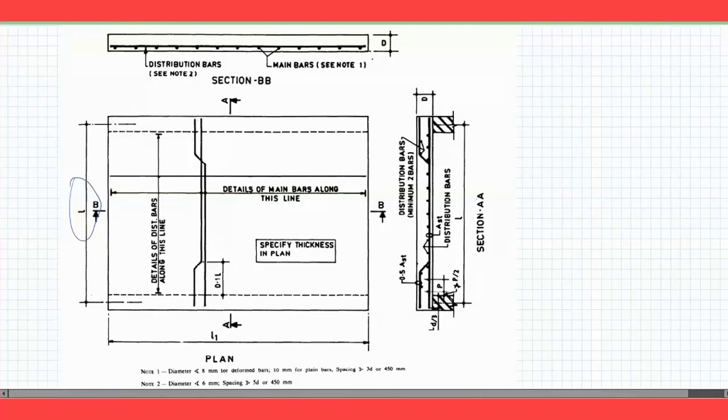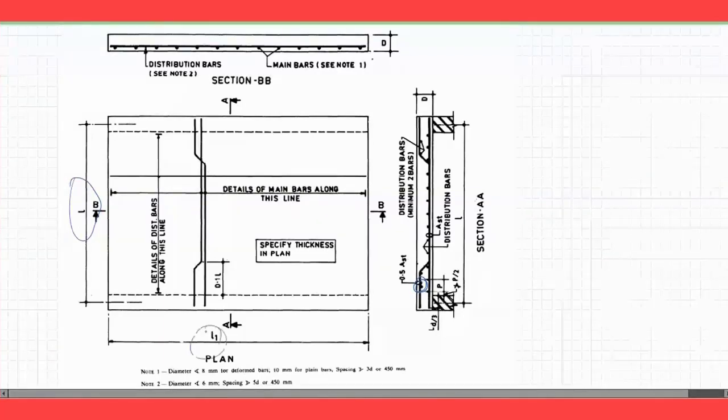Now how you are going to do the cranking from the face of the support? This distance has to be how much? 0.1 L. And also if you see this section, can you see this one, this part? It is saying 0.5 AST. By 0.5 AST, it means that 50% of the steel has to be bent in the upward side, and this is what we have done. Okay, this is what we have done. So about the shorter span, we will be having this kind of arrangement.